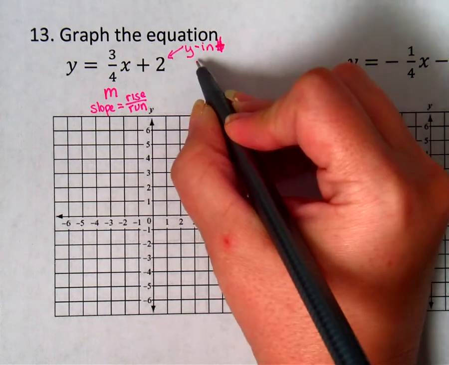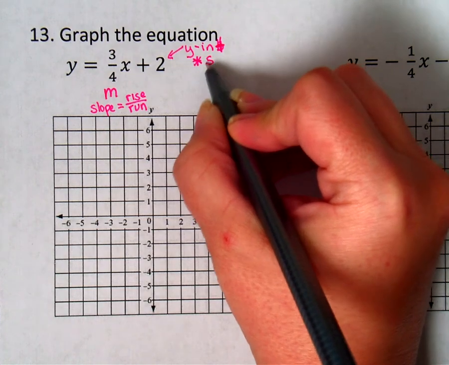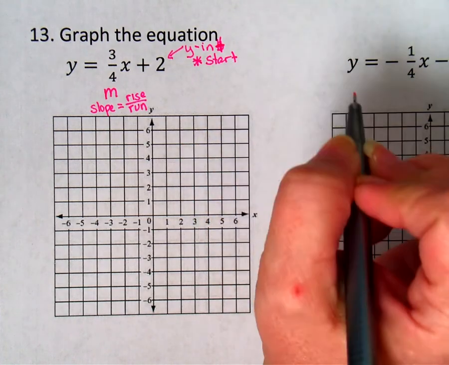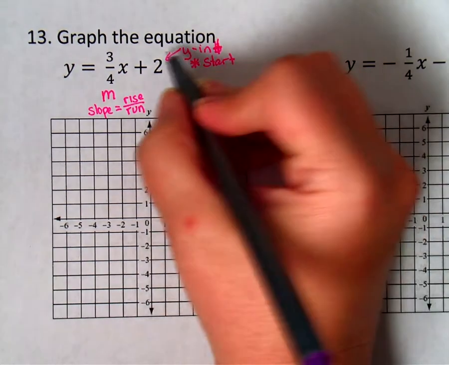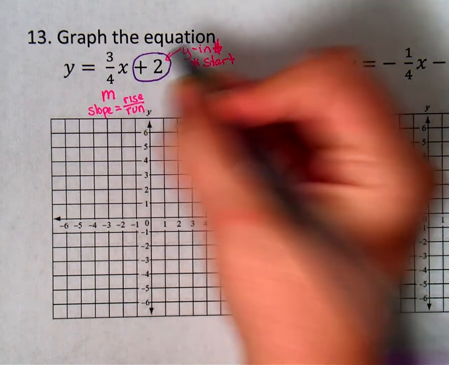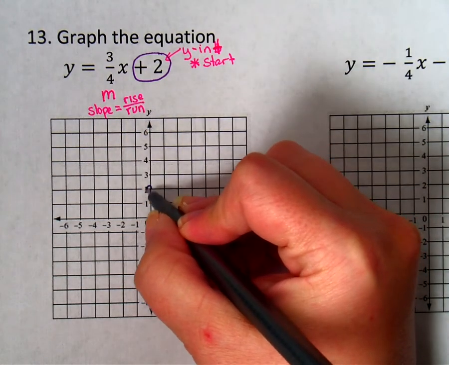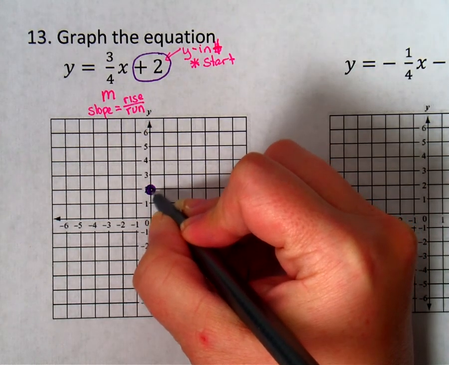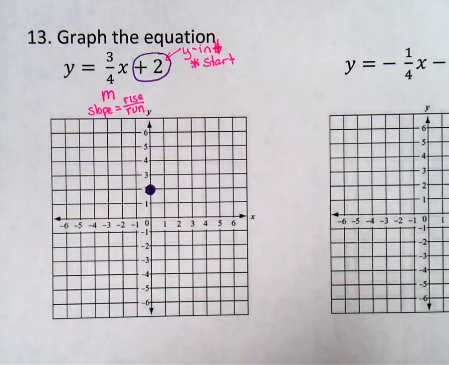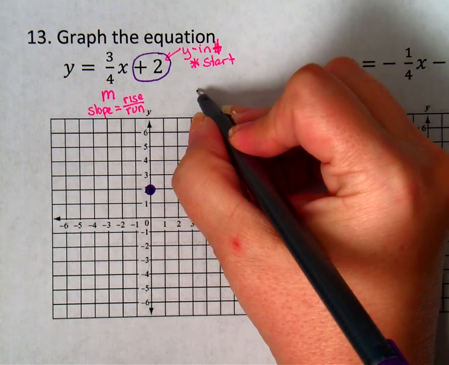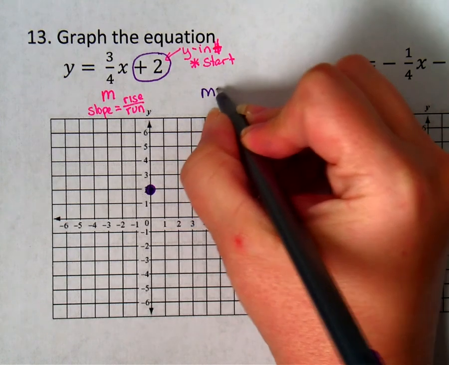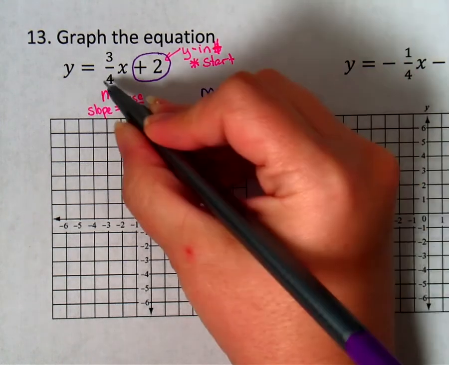intercept. Okay, and remember this is where we start on the y-axis. So when I look at this first graph, my y-intercept is going to be at positive 2. So I'm going to start at positive 2. That's where my first point is going to be on the y-axis. That's my y-intercept. Okay, then I'm going to look at my slope, which is the 3/4, the number in front of the x.